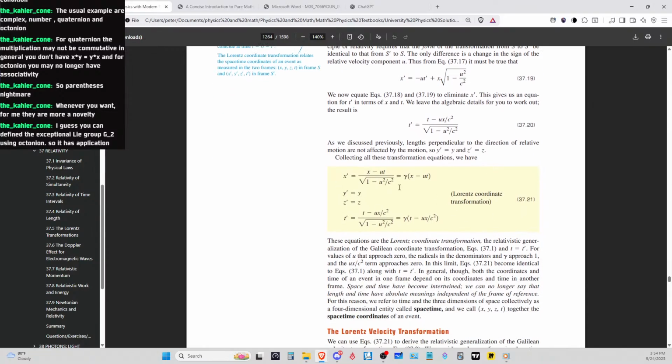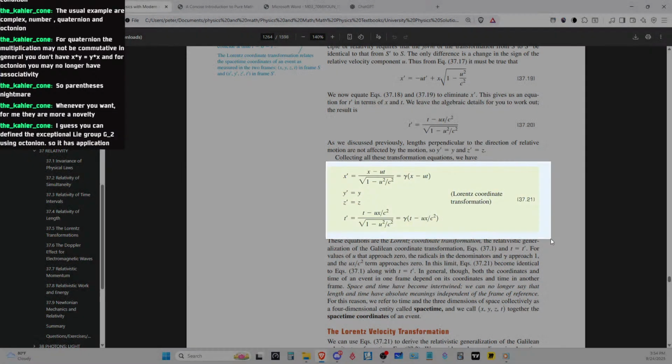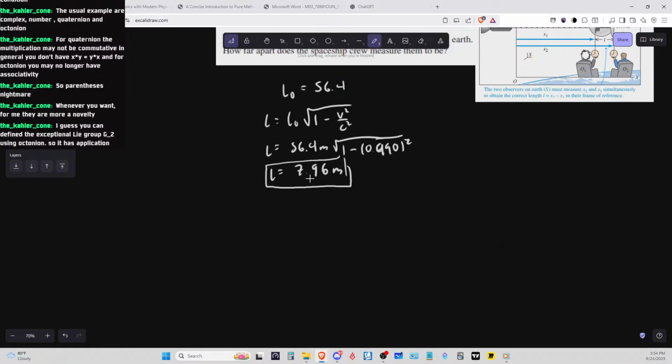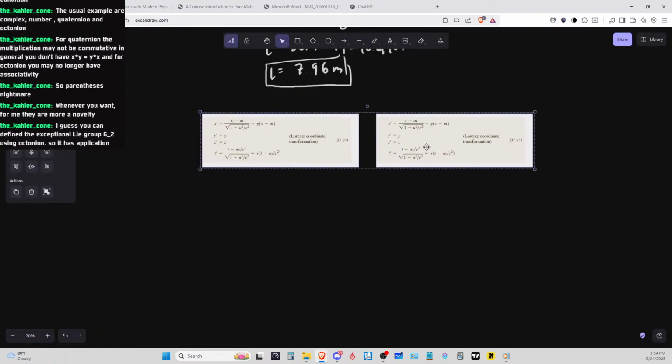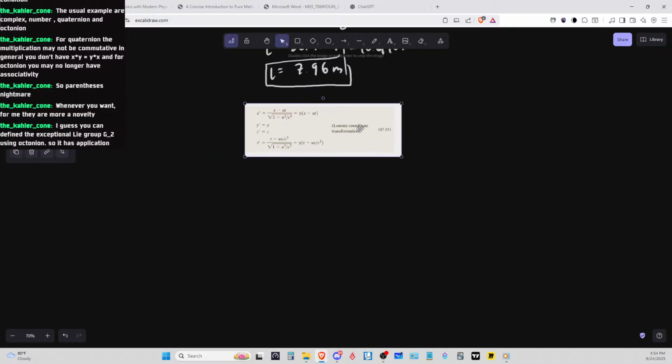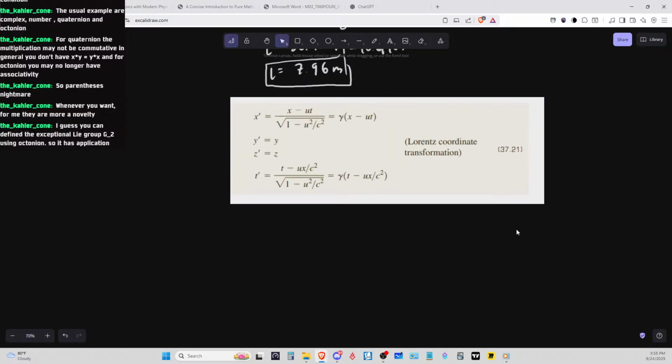Oh, here we go. This is much more... I like it when everything is in boxes, so I can just do this. Whatever you want. For me, they are more a novelty. Oh, okay. I guess you can define the exceptional Lie group G2 using octonions, so it has application.